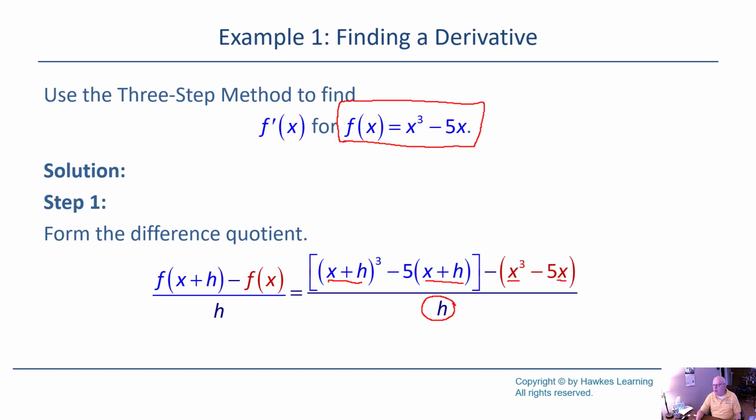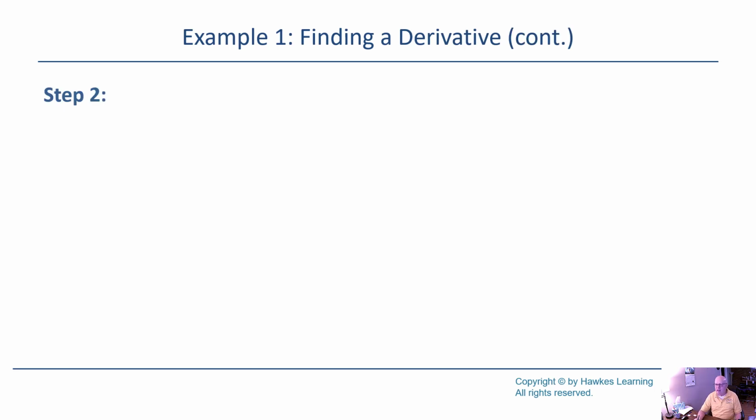But remember, h is not allowed to be 0, but we can get as close as we want. 0 point, and we can have 1,000 different zeros, and let's say there's a 5 at the end. Step 2, simplify it. A lot of algebra can go on here, especially if you've got fractions.